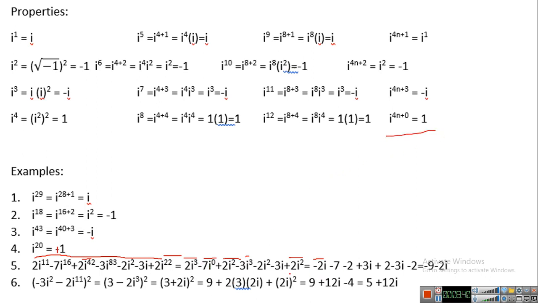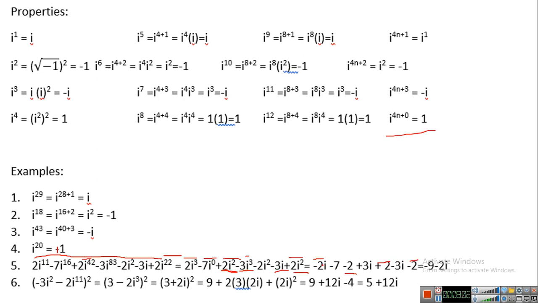So minus 7. i squared is minus 1, so times 2 is minus 2, you can see it here. i cubed is minus i times minus 3 is 3i. i squared is minus 1, minus 1 times minus 2 is plus 2. And here you have minus 3i, and i squared is minus 1, so minus 2.